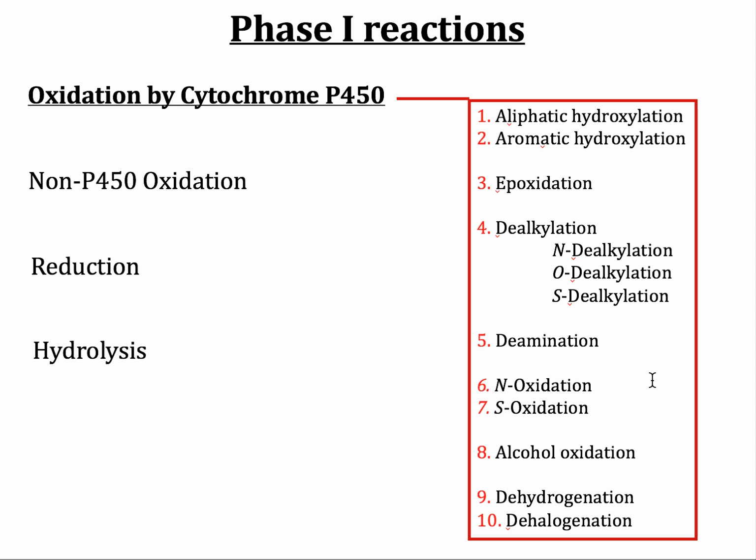So just to recap, the 10 different ones are: 1, aliphatic hydroxylation, where hydroxylation means an addition of an OH group, hydroxy. 2 is aromatic, 3 is epoxidation, 4 is dealkylation, which includes N, O, and S, 5 is deamination, 6 is N-oxidation, 7 is S-oxidation, then alcohol oxidation, dehydrogenation, and dehalogenation.